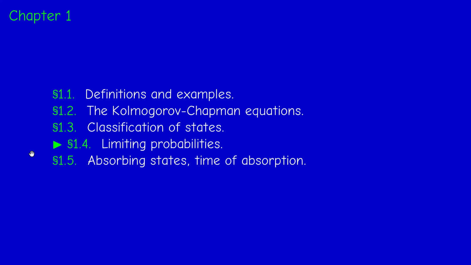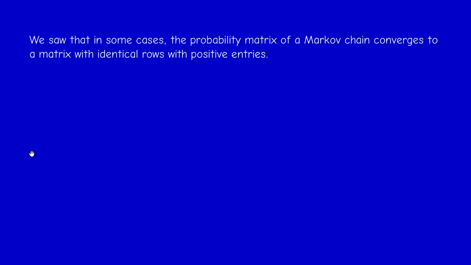In this video, I'm going to cover section 1.4 about limiting probabilities of some Markov chains. We already observed that in some cases, the transition probability matrix of a Markov chain converges or seems to converge to a limit matrix with identical rows with positive entries. And I asked you to do a Python exercise to check that in some case.